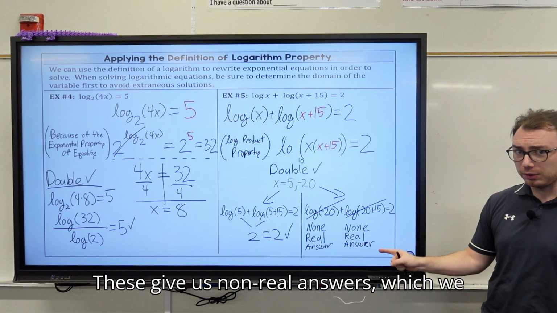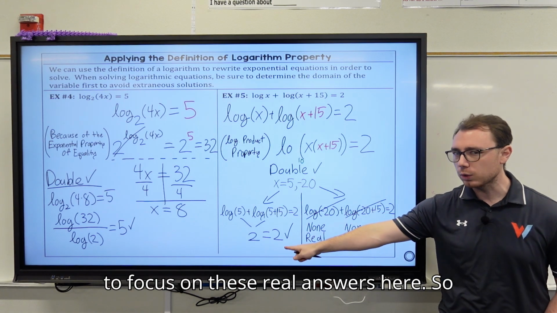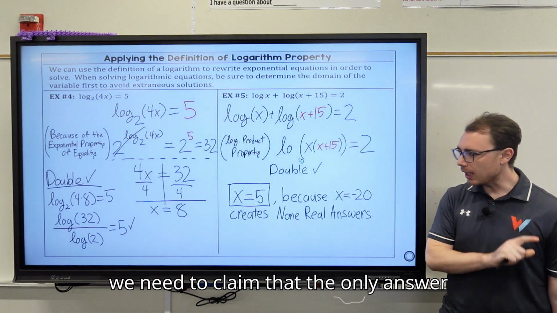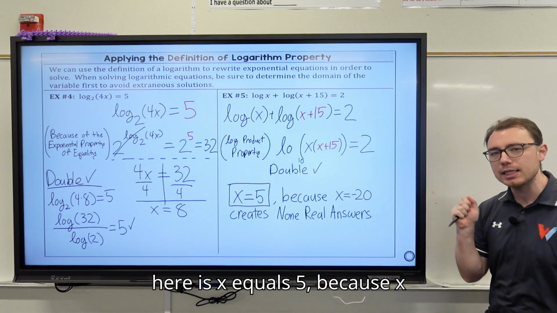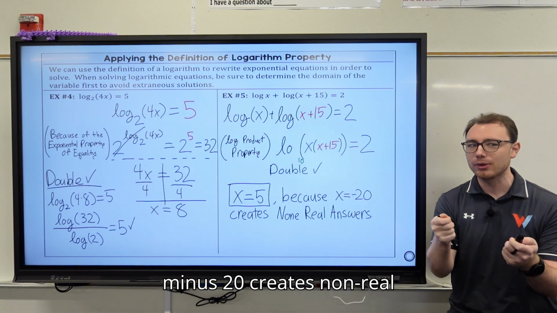These give us non-real answers, which we don't want in pre-calculus. We just want to focus on these real answers here. So we need to claim that the only answer here is x equals 5, because x equals negative 20 creates non-real answers.